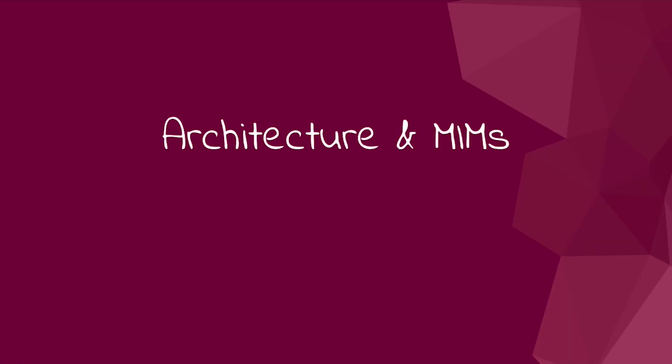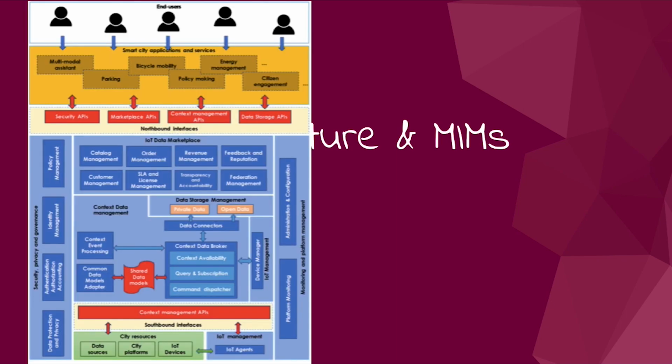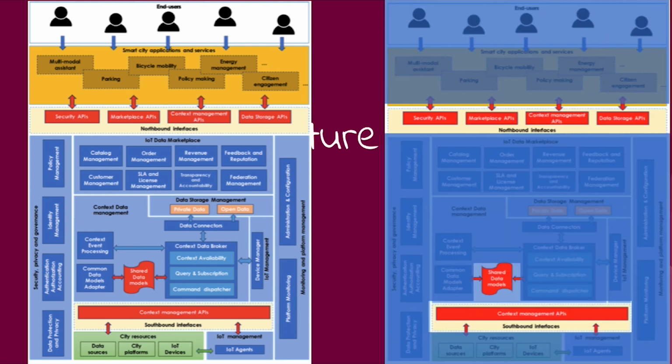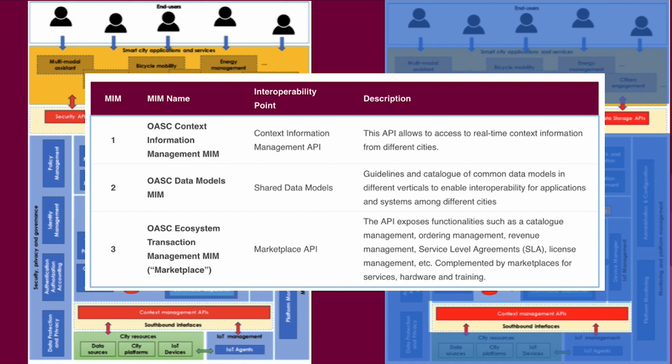Now first, let's talk about architecture and MIMs. What are they? Well, the architecture we use in synchronicity is a standard architecture you see anywhere else. But what we've done in synchronicity is to distill the interoperability points, and these are now becoming MIMs with the OASC. So we have 3 MIMs, and I will demonstrate them all today.